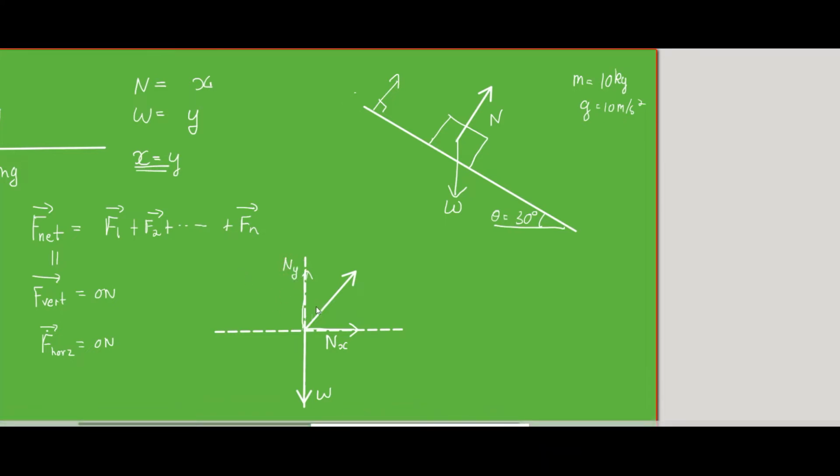Fine. What is this angle and what is this angle? This will be 30. That will be 60. Okay, so you're right over there. This is 30, this is 60. And how would you find out Ny? Given that N is given, we don't know the value of N, but let's say what is Ny?